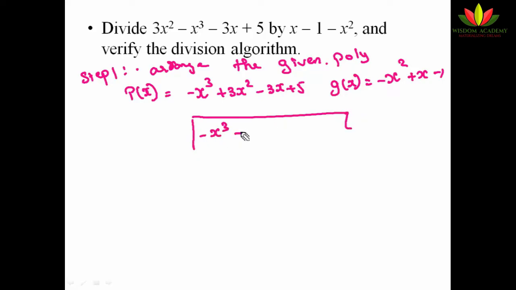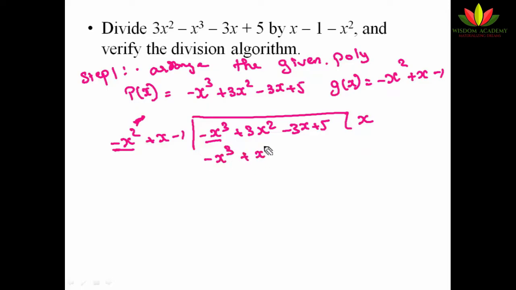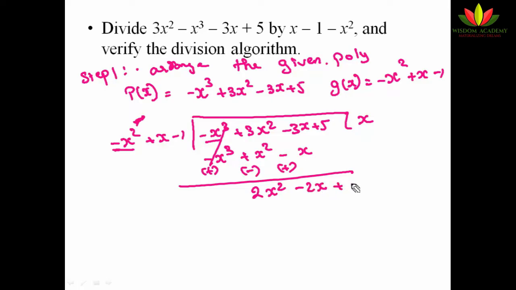Minus x cube plus 3x square minus 3x plus 5 will be divided by minus x square plus x minus 1. By this way, what I have to do is, I want to make these two elements common, so I can multiply x here, so that will be written in the quotient. If I write x, this x will be continued for everything. So that is minus x cube plus x square minus x will be my resultant. I will change the sign and I will add it. So what I will get here is 2x square, this will be cancelled, and minus 2x and plus 5.